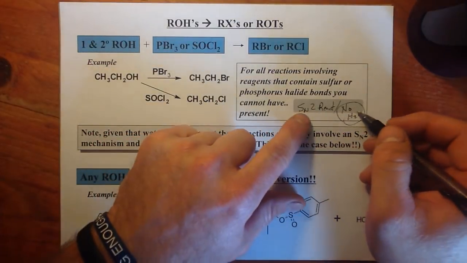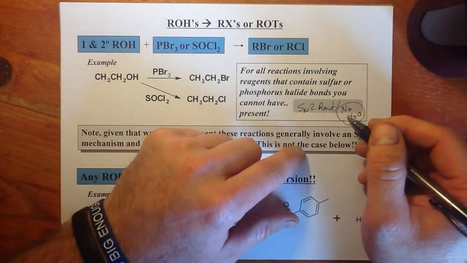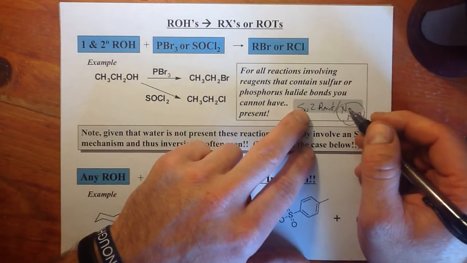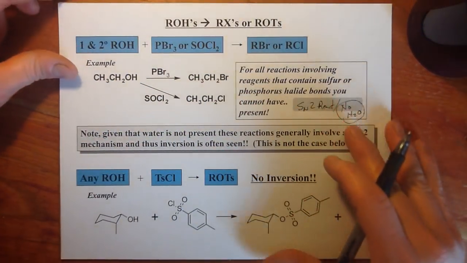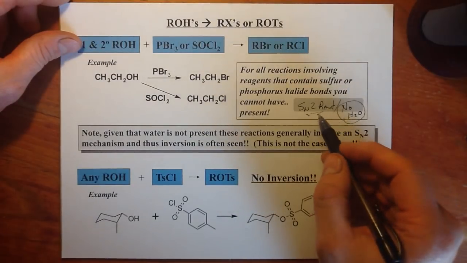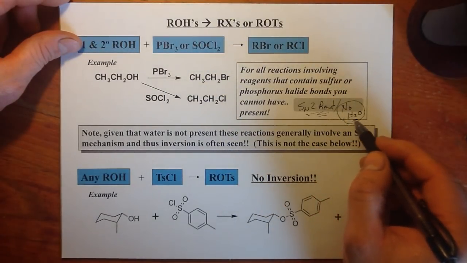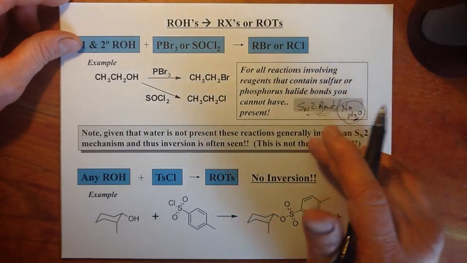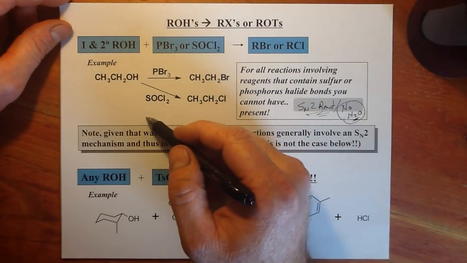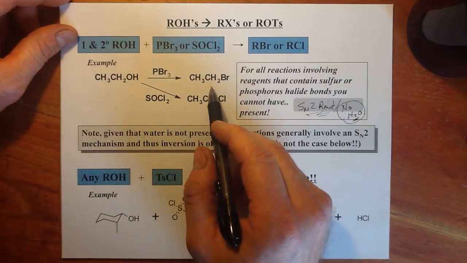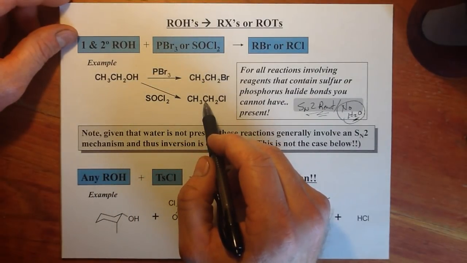Not always SN2. There are some exceptions, but if we have thionyl chloride and usually some acid scavengers or something like that, you tend to see more SN2 reactions, and you cannot have water present with these at all because these are very reactive with water. So you tend to get substitution in an SN2 manner to make the alkyl halide.